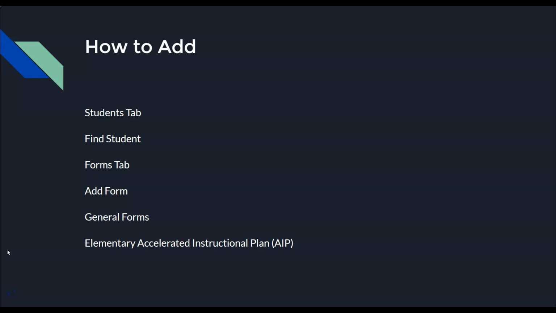Now I'm going to show you how to add an AIP in case you go to your student's profile and click on the forms page and you don't see an AIP already attached. So the same thing, we're going to follow the same process as before, but then we're going to click Add Forms. It'll be under General Forms, and then we'll find it underneath there.